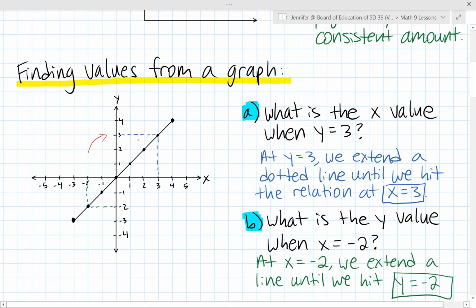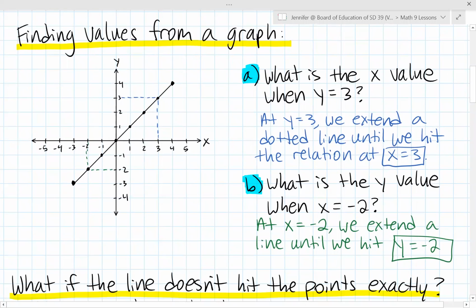So I've drawn in a dotted blue line my thought process. We start at y equals 3, and we draw a dotted line until we hit the linear relation. And once we do that, we draw a dotted line all the way down until we hit the x-axis. So this shows us that when y equals 3, x also equals 3. For b, we want to find the y value when x is -2. So we start here at x equals -2, and we draw a dotted line until we hit the linear relation. Then we continue that line until we hit the y-axis, which would be at -2. So when x equals -2, y also equals -2.